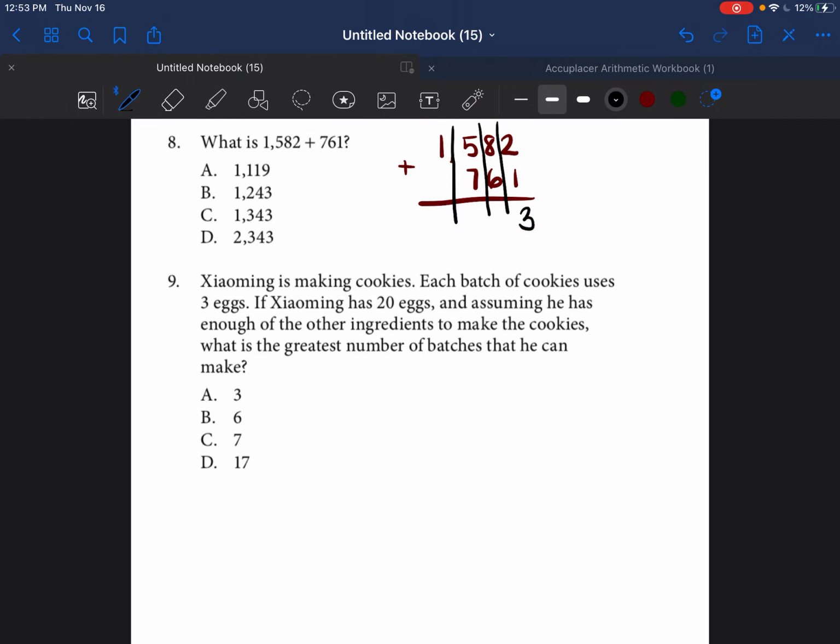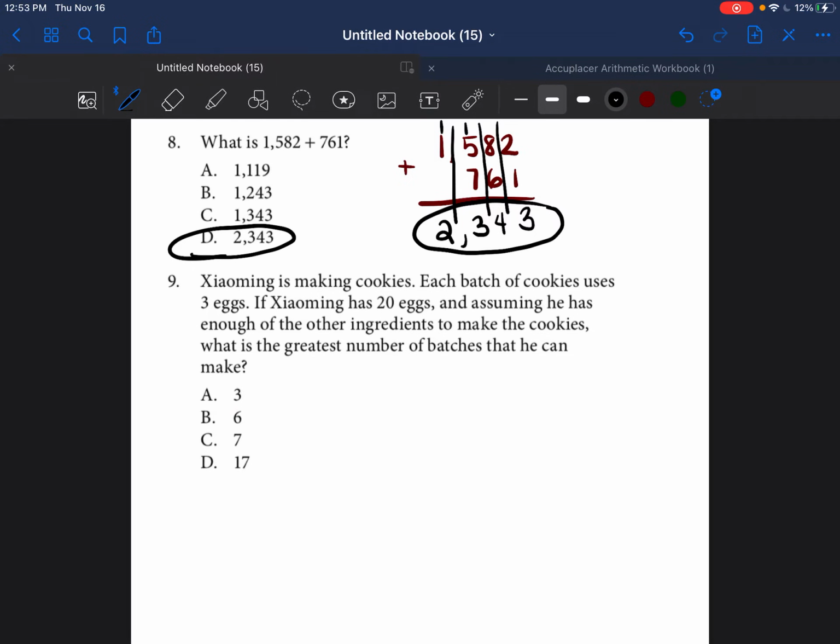So 2 plus 1 is 3. And then we have 8 plus 6, which is 14. Carry the 1. Then we have 7 plus 5, which is 12. Plus 1 is 13. Carry the 1. And we have 2. So our answer should be 2,343.